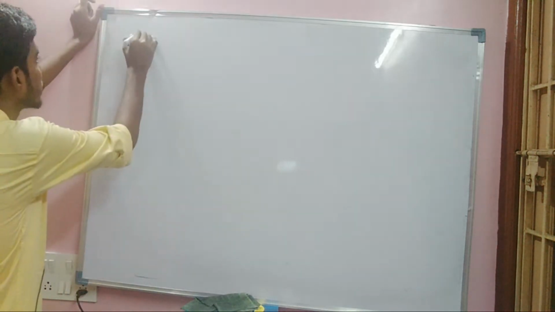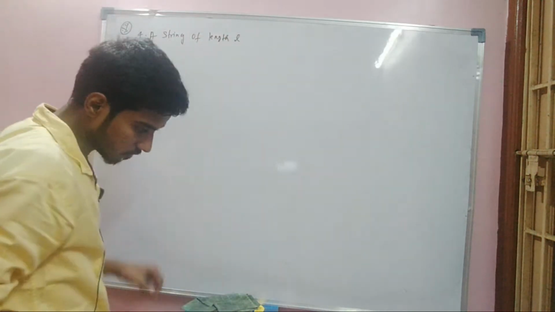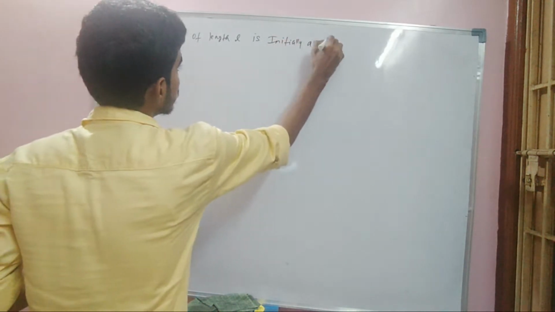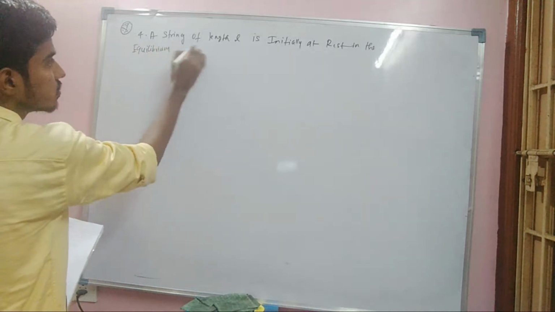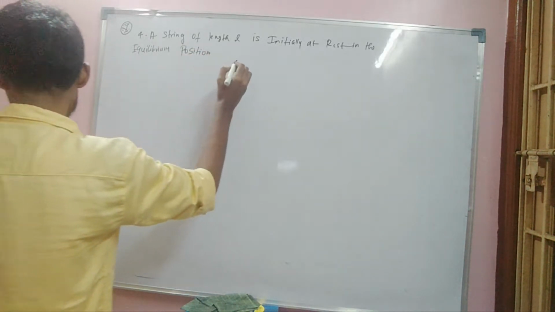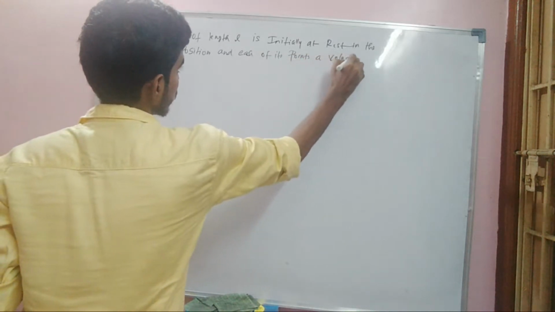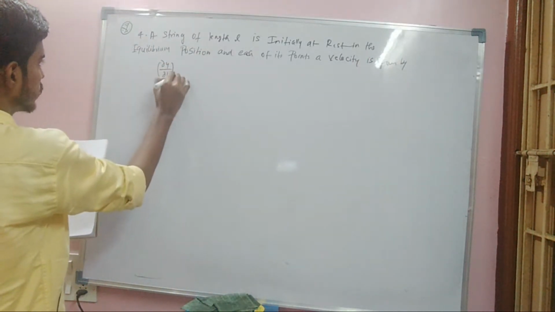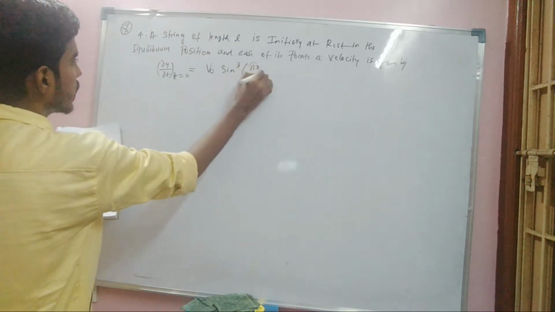So first we'll look at the problem, right? Fourth problem. It's a very, very important problem. A string of length L is initially at rest in its equilibrium position. That means initial displacement is 0. And each of its points has a velocity given by dou y by dou t at t is equal to 0. That is, the initial velocity is given to be v naught sine q pi x by L.